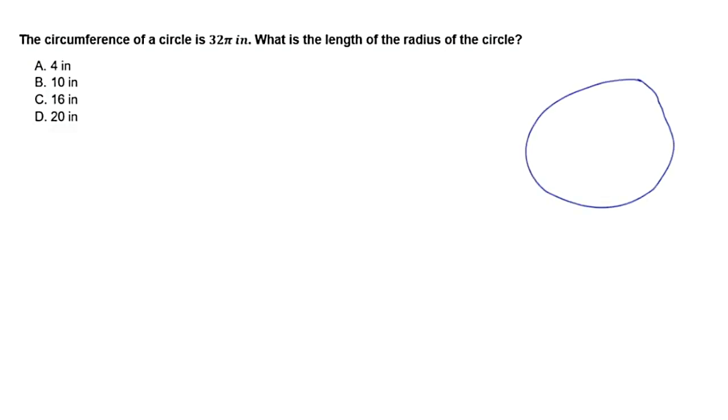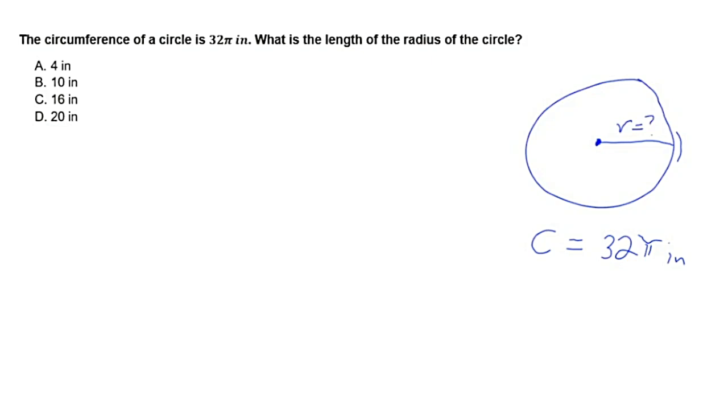We've got our circle here. And we know that the circumference of the circle is equal to 32 pi inches. And we're looking for the radius, which we'll recall is the distance from the center point out to this bounding circumference here. So we'll label this as our radius. And we don't know what that is. We're looking for that right now.